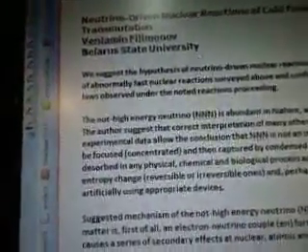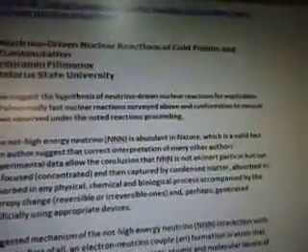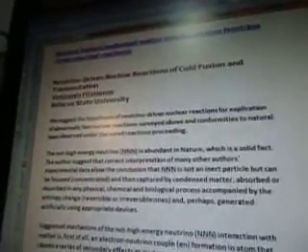Okay, so he's suggesting a hypothesis. So basically, this is a thought for him. Of neutrino-driven nuclear reactions for explication of abnormally fast nuclear reactions surveyed above and conformities to natural laws observed under the noted reaction proceedings. The not high energy neutrino NNN is abundant in nature, which is a solid fact.